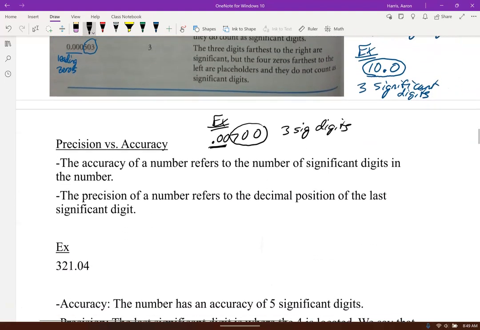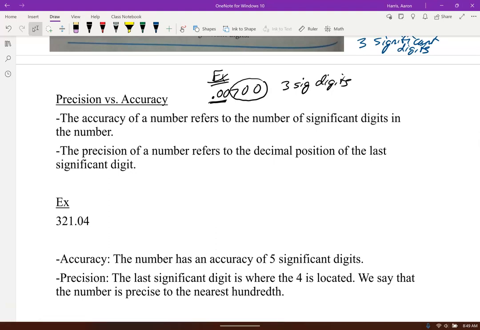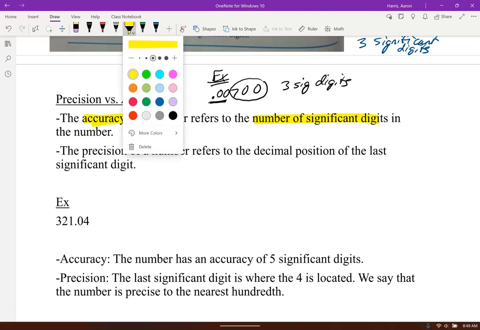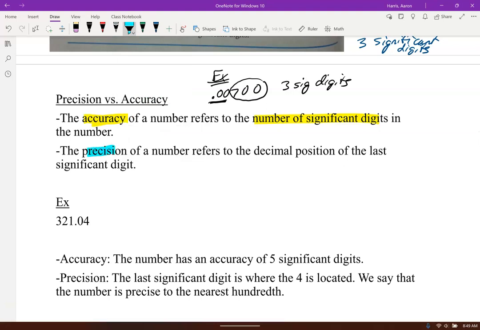All right, let's keep going. The accuracy of a number refers to the number of significant digits. So the accuracy, number of significant digits. Precision of a number. Precision of a number is the decimal position of the last significant digit. Okay, decimal. So accuracy, number of significant digits, precision, decimal position of the last significant digit.